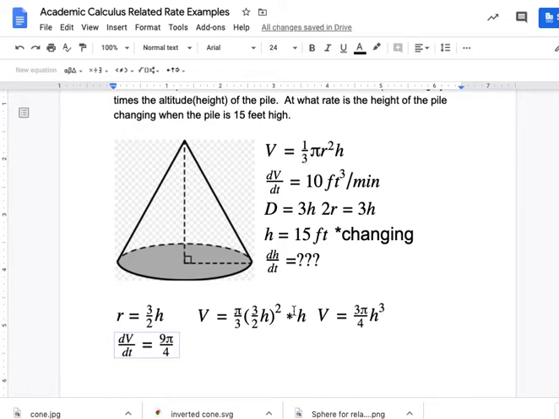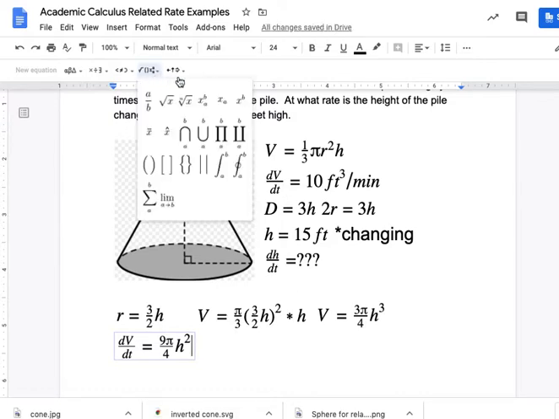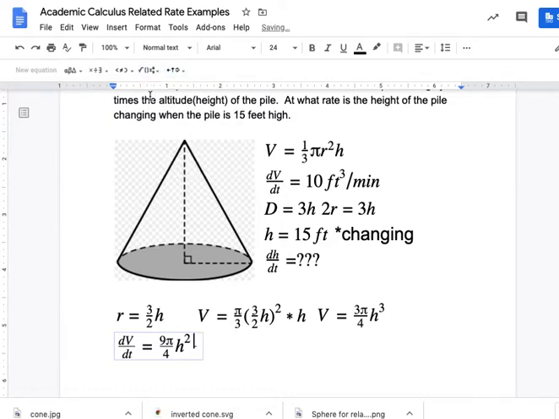H is now going to be h squared times a rate of change of dH over dt. Now if we take a look at this, we have a dV dt that was given to us to plug in. We have a value of h, 15 feet, that we can now plug in. And dH dt is what we're looking to solve. So we're going to go ahead now and plug all that information in.